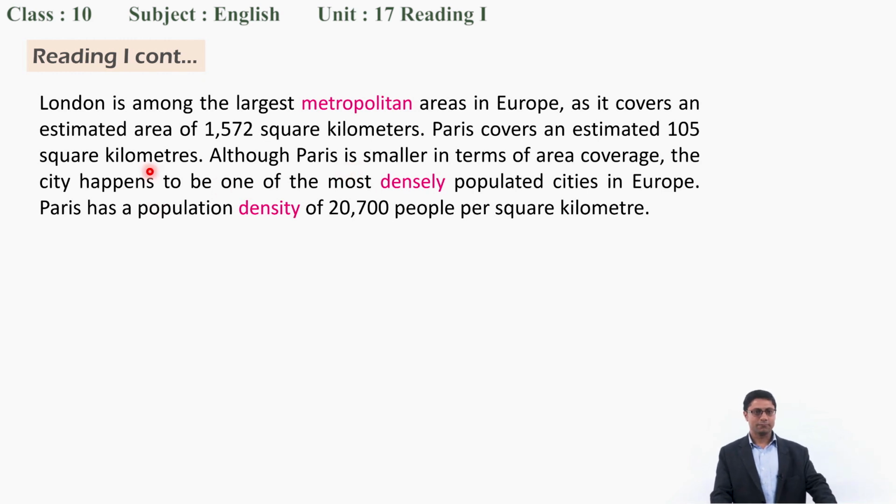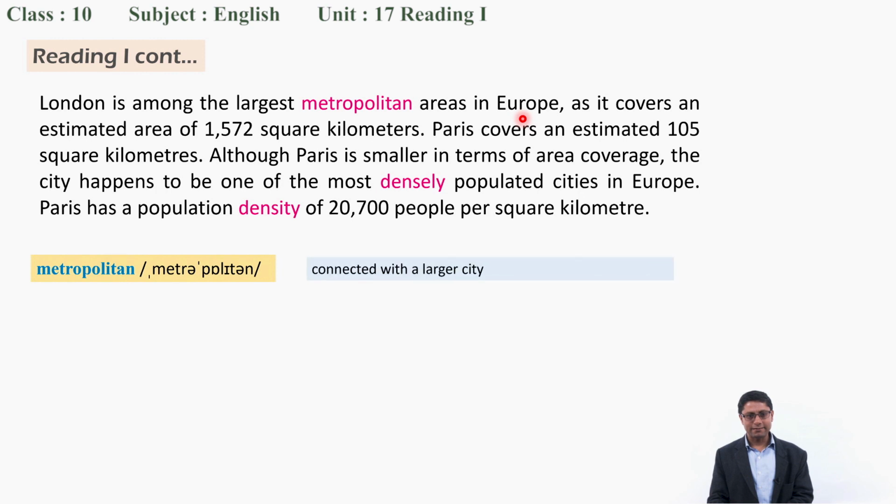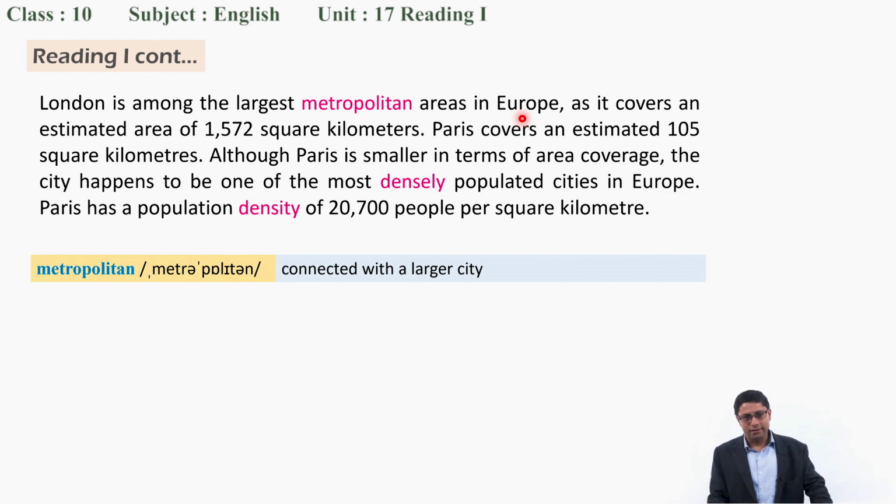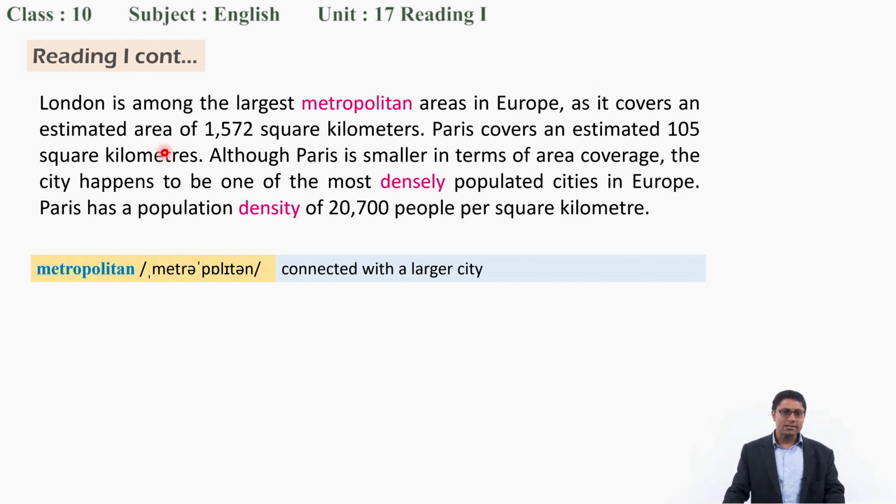Okay, let's see. London is among the largest metropolitan areas in Europe. Okay, it's a metropolitan area. Metropolitan means an area that is connected to a larger city. It covers an estimated area of 1,572 square kilometers. So this is the area of London, 1,572 square kilometers. Paris covers an estimated 105 square kilometers.